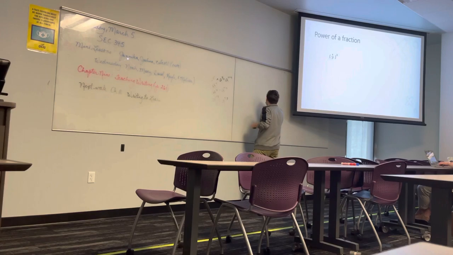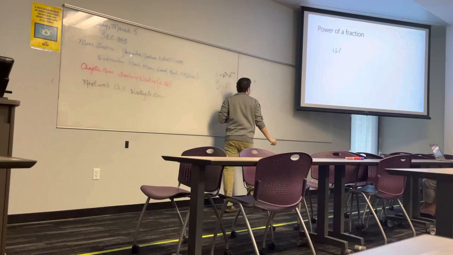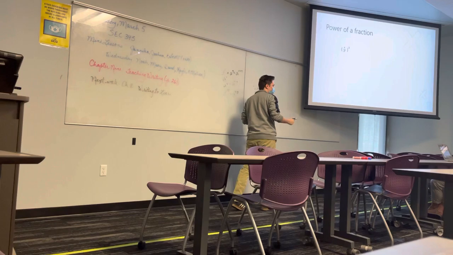So let's say we have something like x over 2 squared. Does anyone remember what we do when we multiply fractions? How we multiply fractions? Copy dot flip. Sorry, is it copy dot flip or is that divide? Oh, that's divide. Okay.